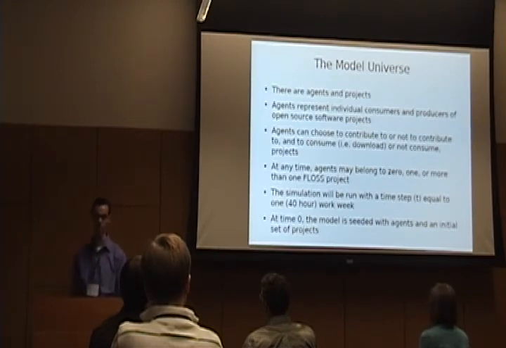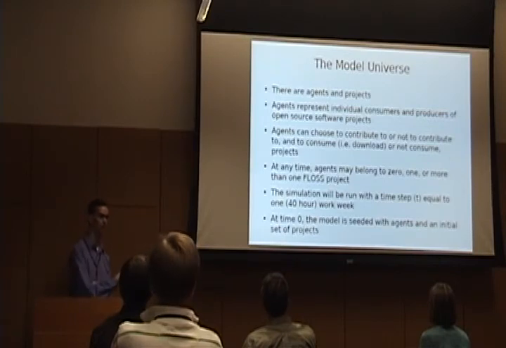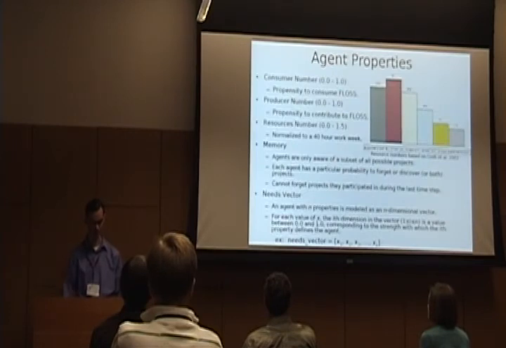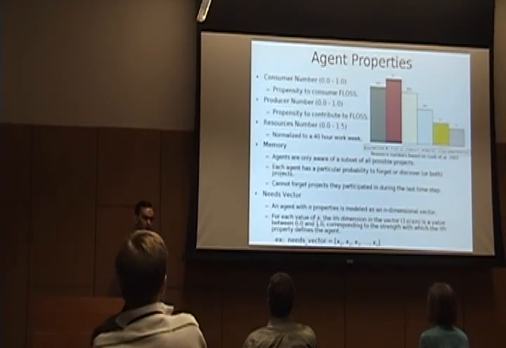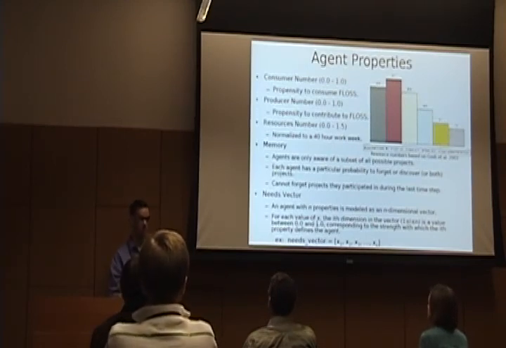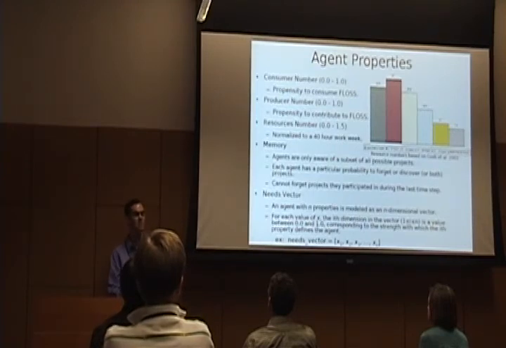We set a time step of T equal to a 40-hour work week. At the beginning, we seed this with a bunch of projects and a bunch of developers. So we track a number of properties with agents, since this is an agent-based model. We have a consumer number and a producer number. Basically, these are propensities of an agent to either consume open source or produce open source. For example, if it's 0.3, it says that 30% of the time that agent will either consume or produce, depending on whether it's the consumer or producer number.